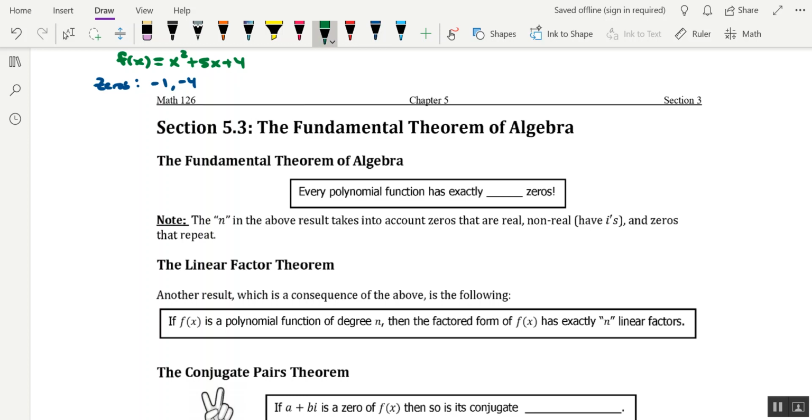Another polynomial function I want to include is a degree 3 polynomial function, f of x equals x cubed plus 7x squared minus 6x minus 42. The zeros for this polynomial function are -7, positive radical 6, and negative radical 6.